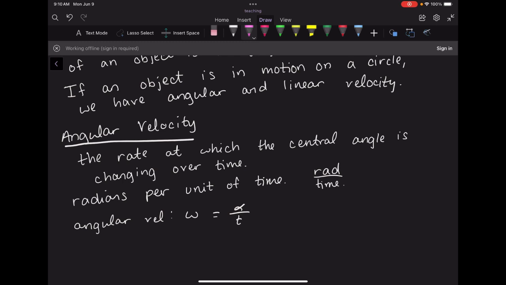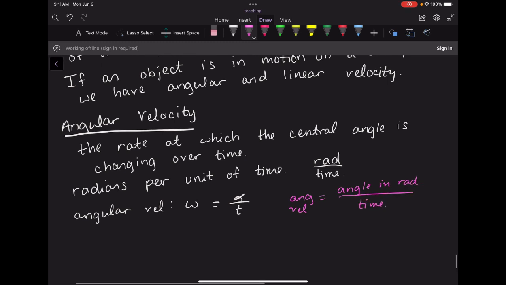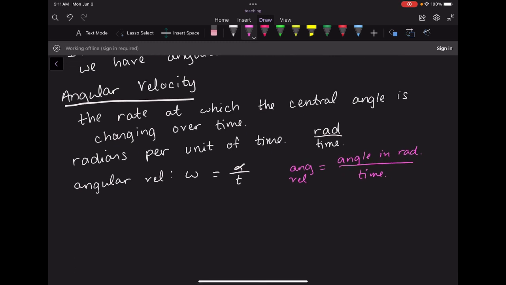So let me go ahead and write this for you. Angular velocity is equal to the angle in radians over time. So hopefully that makes sense. We're going to have an angle in radians at the top, and then it's divided by our time.